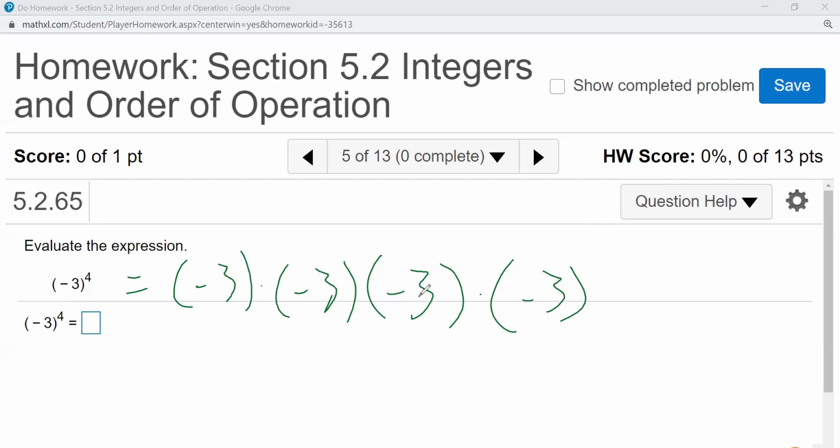Like that. That turns out positive because these two negatives will cancel each other out and become positive. These two negatives will cancel each other out and become positive. And overall, the number's positive. And then if you happen to know it, 3 times 3 times 3 times 3 will turn out to be 81. So this one will be positive 81.